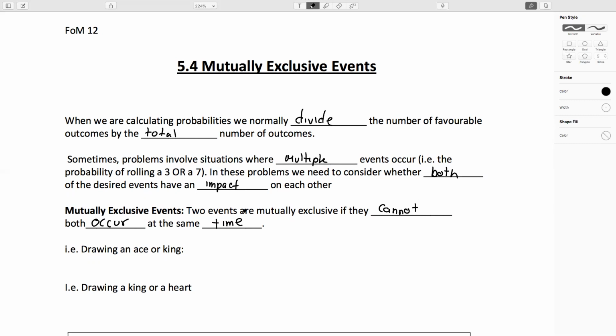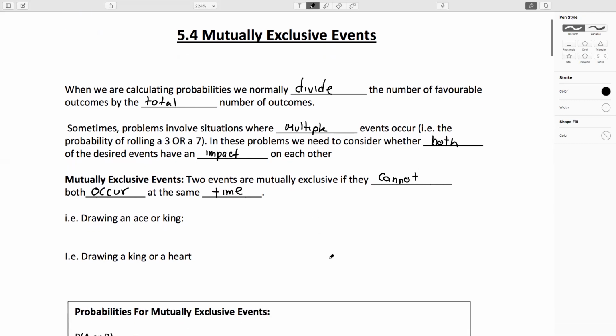If you were to draw a Venn diagram for drawing an ace or drawing a king, you would have a circle for your aces, you'd have a circle for your kings. So let's say this is your aces, this is your kings. Well, there's 4 aces in the deck, there's 4 kings in the deck, but there's nothing that's both an ace and a king. So these are called disjoint sets.